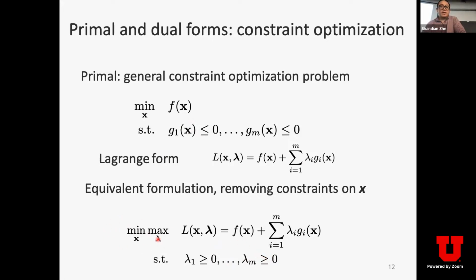So what's the benefit of this minimax optimization as compared to the original general constrained optimization problem? Any thought?